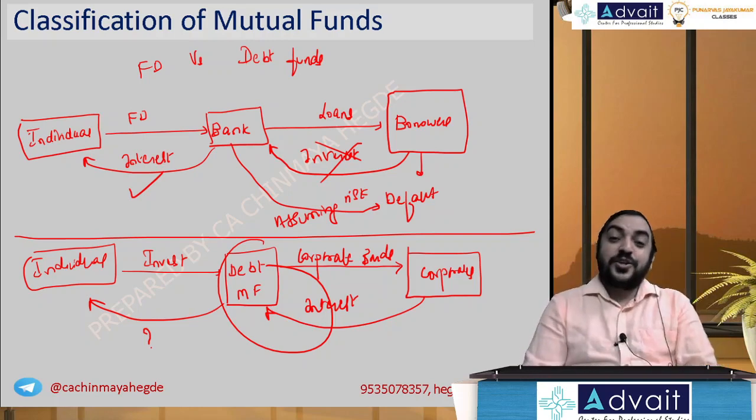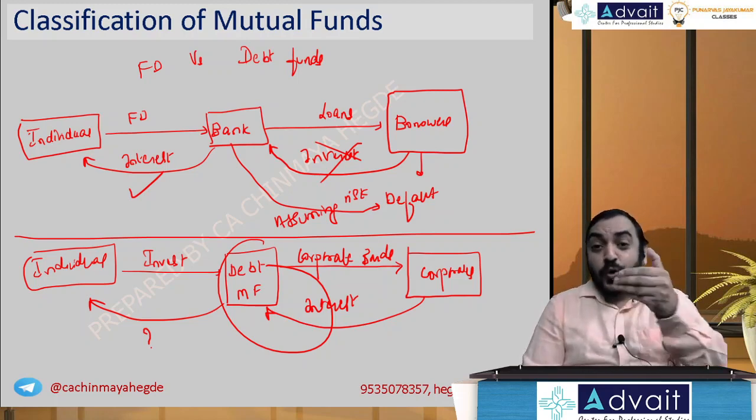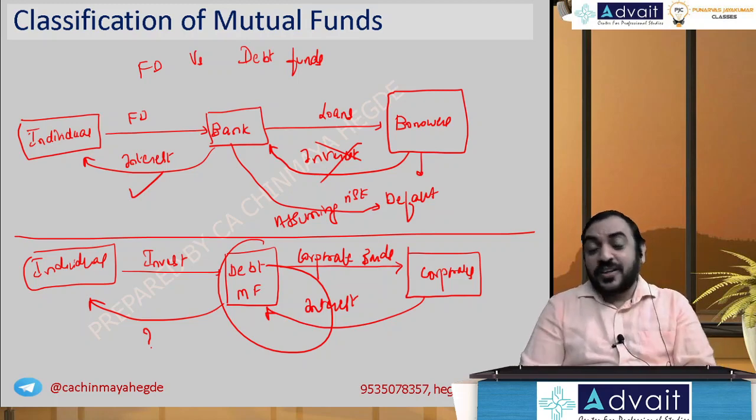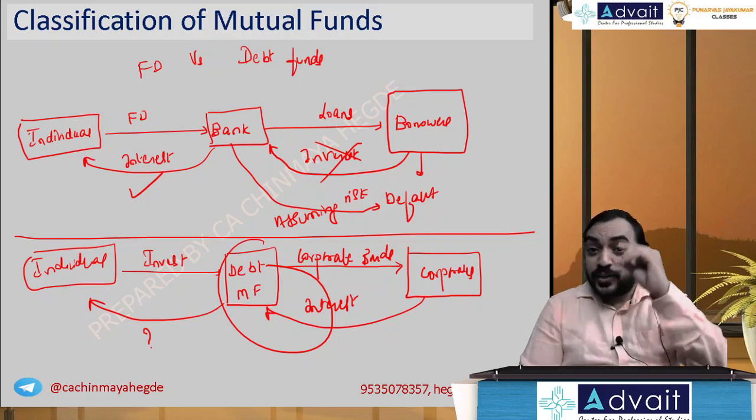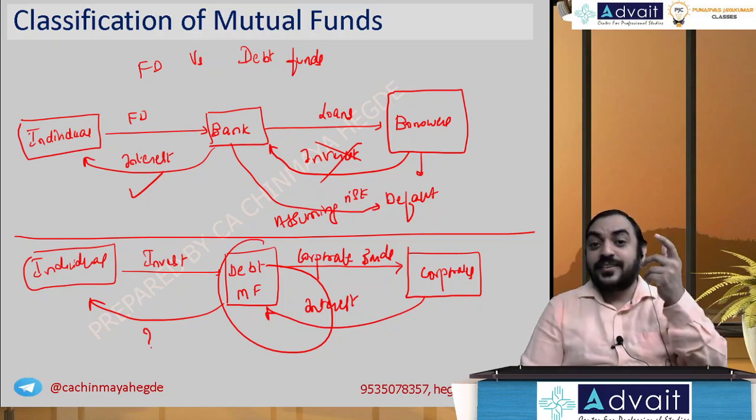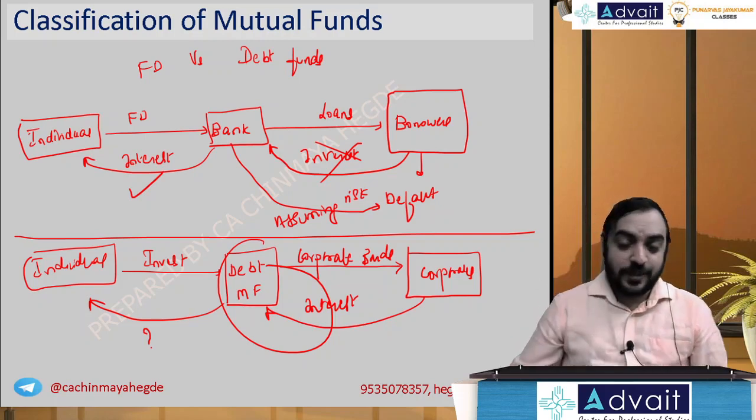And one more advantage of debt mutual funds is, if you hold more than 3 years, it's called long term as per the Income Tax Act, and you can get indexation benefit. FD has no indexation. If you invest in a debt mutual fund and redeem after 3 years, it's called long-term capital gain. And while calculating long-term capital gain from debt mutual funds, you will have indexation benefit. So debt mutual funds are more tax efficient as compared to FD.